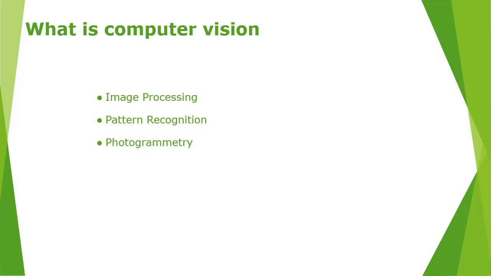The field of computer vision overlaps with the following fields: image processing, which focuses on image manipulation; pattern recognition, which explains various techniques to classify patterns; and photogrammetry, which is concerned with obtaining accurate measurements from images.